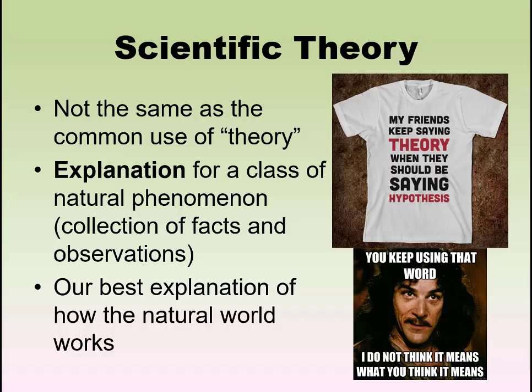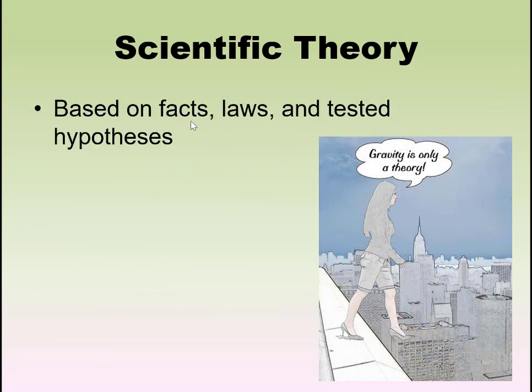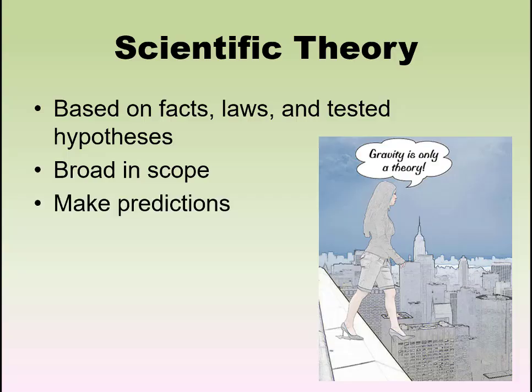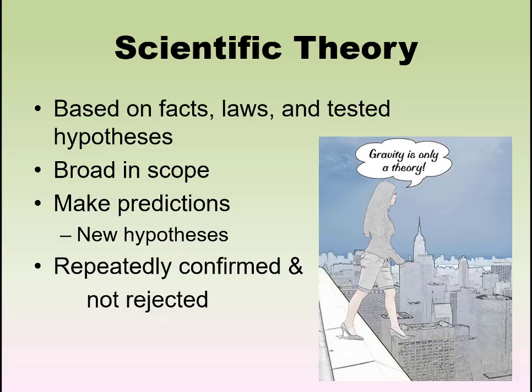Now, as we take a look at these ideas, realize that all scientific theories are ultimately going to be based upon facts, laws, and tested hypotheses. In fact, not only are they based on them, they have to be supported by those and not rejected by those facts, laws, and tested hypotheses. Keep in mind that scientific theories are indeed broad in scope. They will, in turn, propose new hypotheses in which they will make predictions. So we'll have new hypotheses arising, which we can further test to confirm or reject those scientific theories. So ultimately, they have been repeatedly confirmed and not rejected.